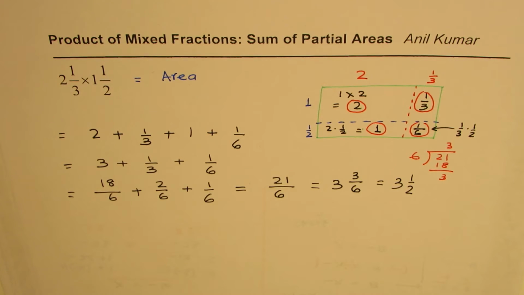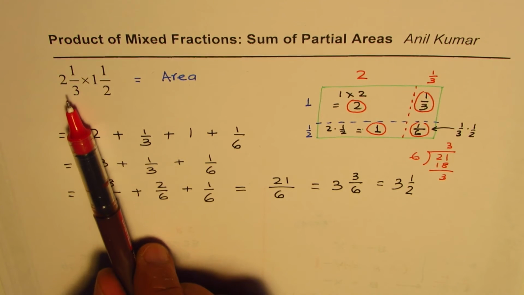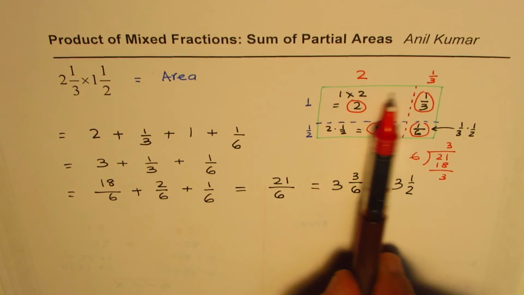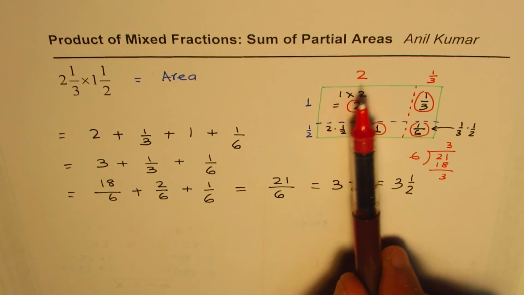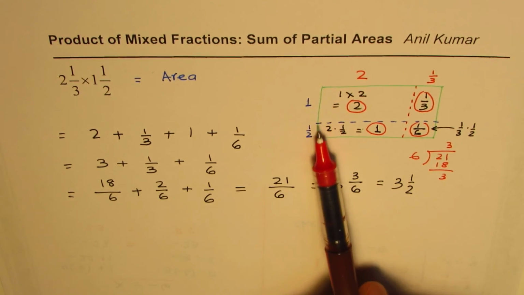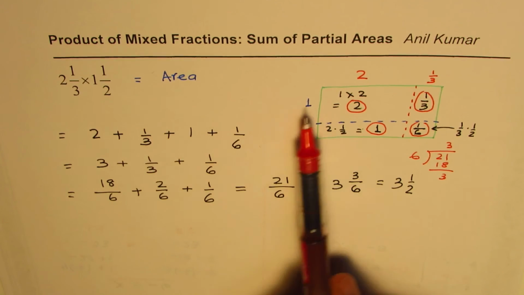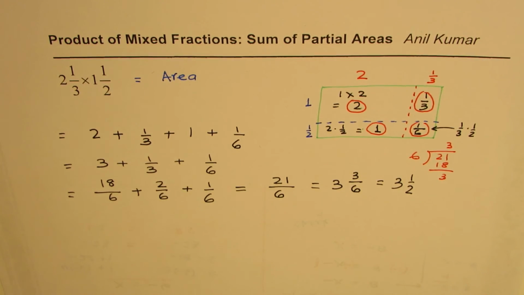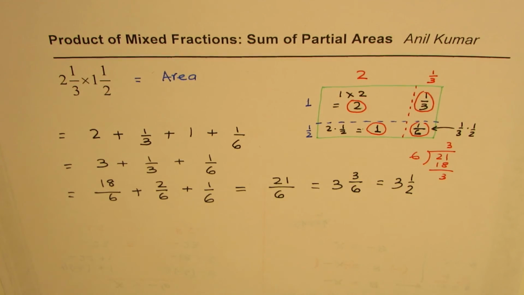I hope the strategy of sum of partial areas is absolutely clear from this example. So once again, to multiply fractions, it could be normal fractions, may not be mixed numbers, take one of them as the length and the other one as the width. Length times width gives you area, and this division which I have shown you, whole and a fraction, whole and a fraction, that is how you have to split length and width. Multiply each part to get the area of small rectangles, add them up to get the total area, which should be your answer. I hope that helps.